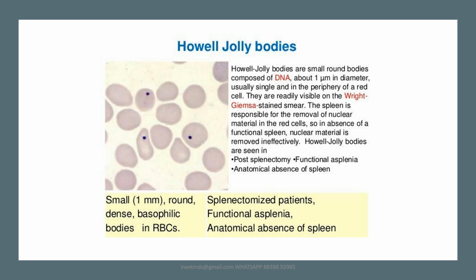A spleen problem can occur because either there is an anatomical absence of the spleen, or functionally it is present but not working, which means functional asplenia, or it has been removed after a surgery, so post-splenectomy cases. Because of those reasons, the spleen cannot remove the nuclear remnants in the RBC, and in those conditions also we will find Howell-Jolly bodies. Apart from that, it is also seen in conditions like thalassemia.